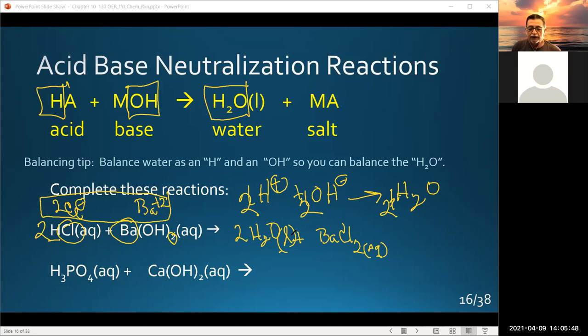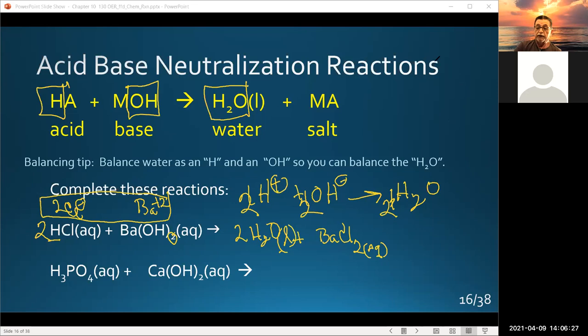All right, so now we go back and let's see if we can balance this. Let me clean up the mess a little bit here. Okay, we'll get rid of this, get rid of that. All right, you can see that. Okay, so we put a 2 in front of HCl, which gives us 2 chlorides. We got 1 barium, and we got 2 hydroxides, 2 protons, gives us 2 waters. The waters are balanced, and the barium chloride is balanced. So guess what? We have a balanced chemical equation.